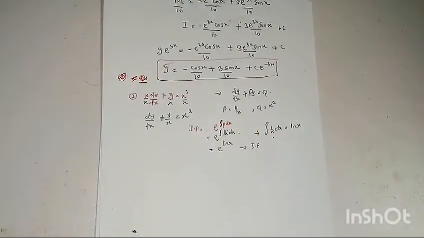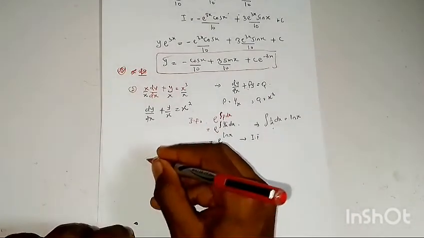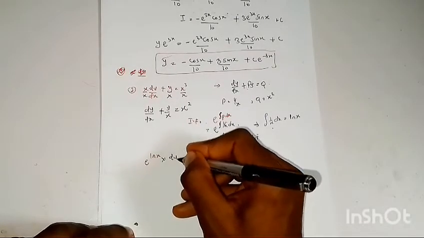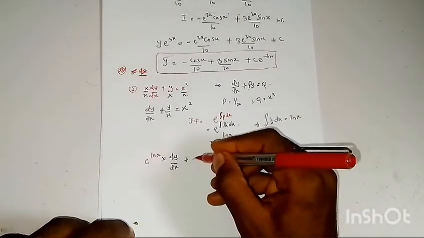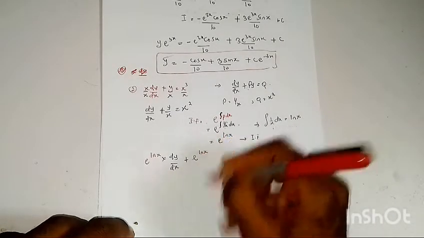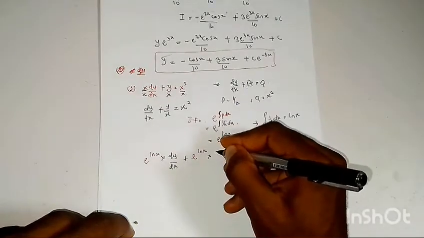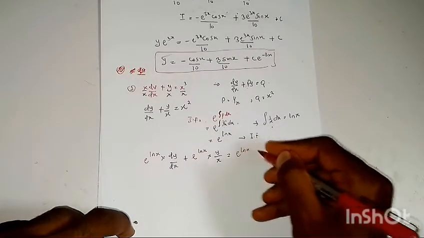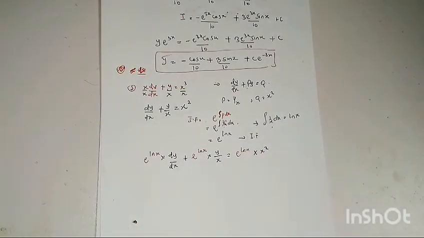So now what is your third step? Your third step is to multiply your integrating factor all through the equation. I have e raised to ln x times dy/dx, plus e raised to ln x times y over x, equals e raised to ln x times x squared. So I've multiplied all through by my integrating factor.